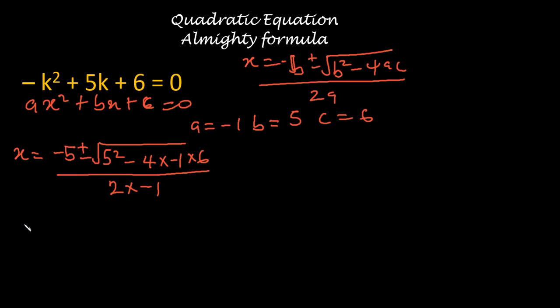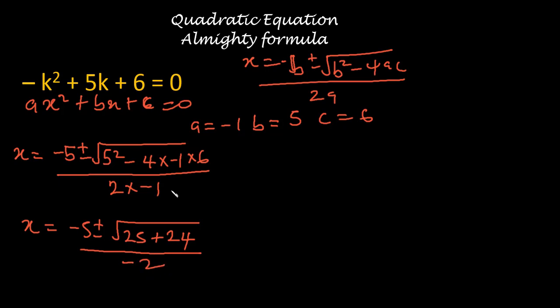So minus 5. So our x is equal to minus 5 plus or minus, we have 25 minus 4 times minus 1 is minus 4, times 6 is what? Plus 24, everything over minus 2. So let me quickly clean up this part.